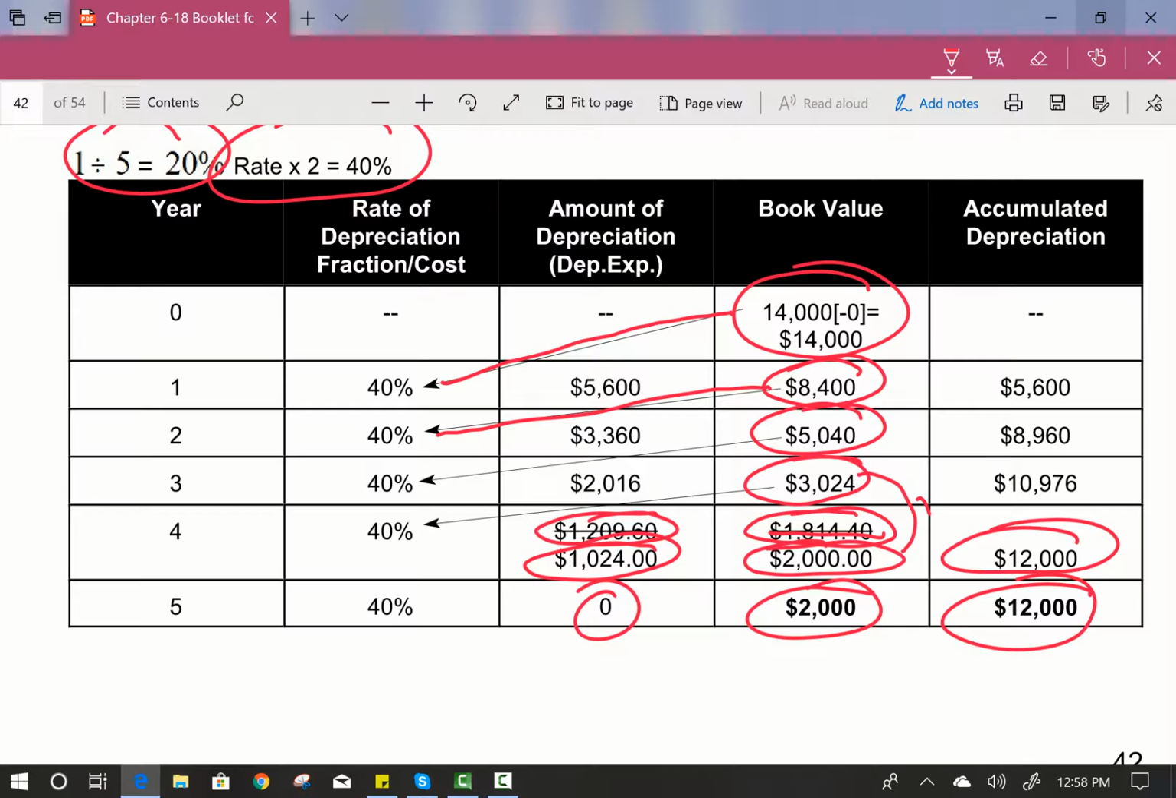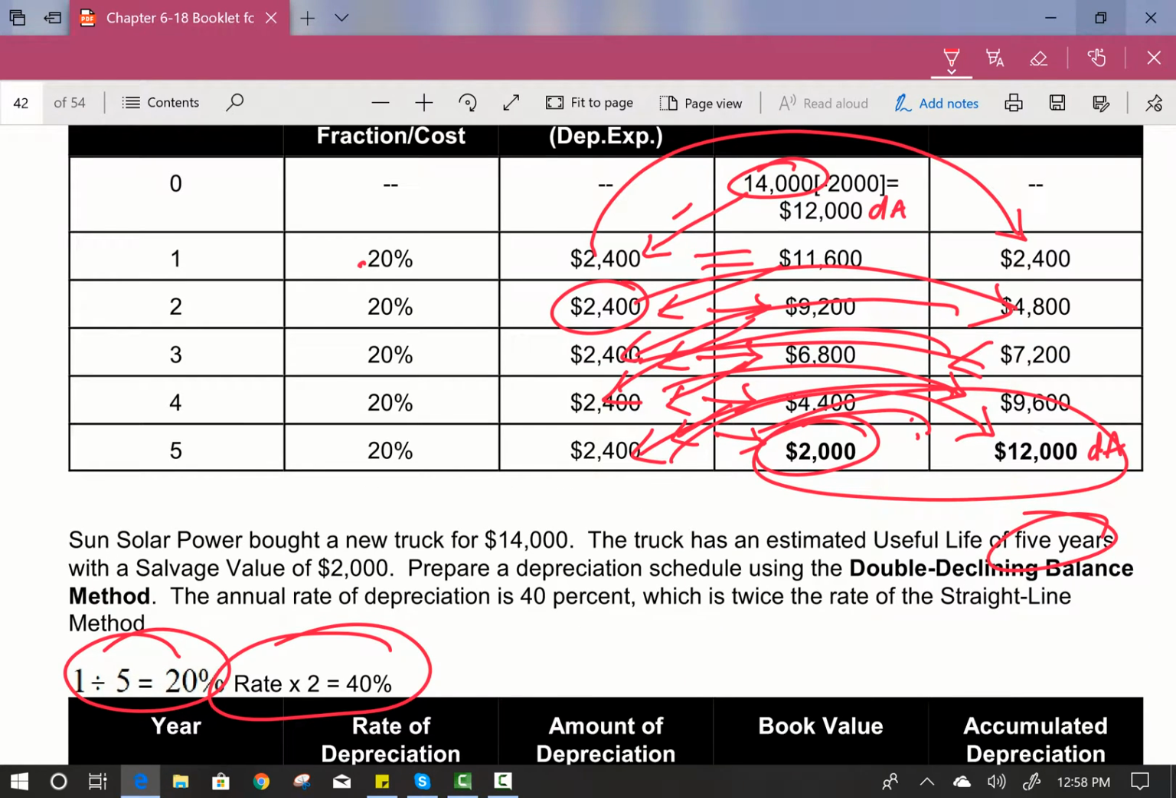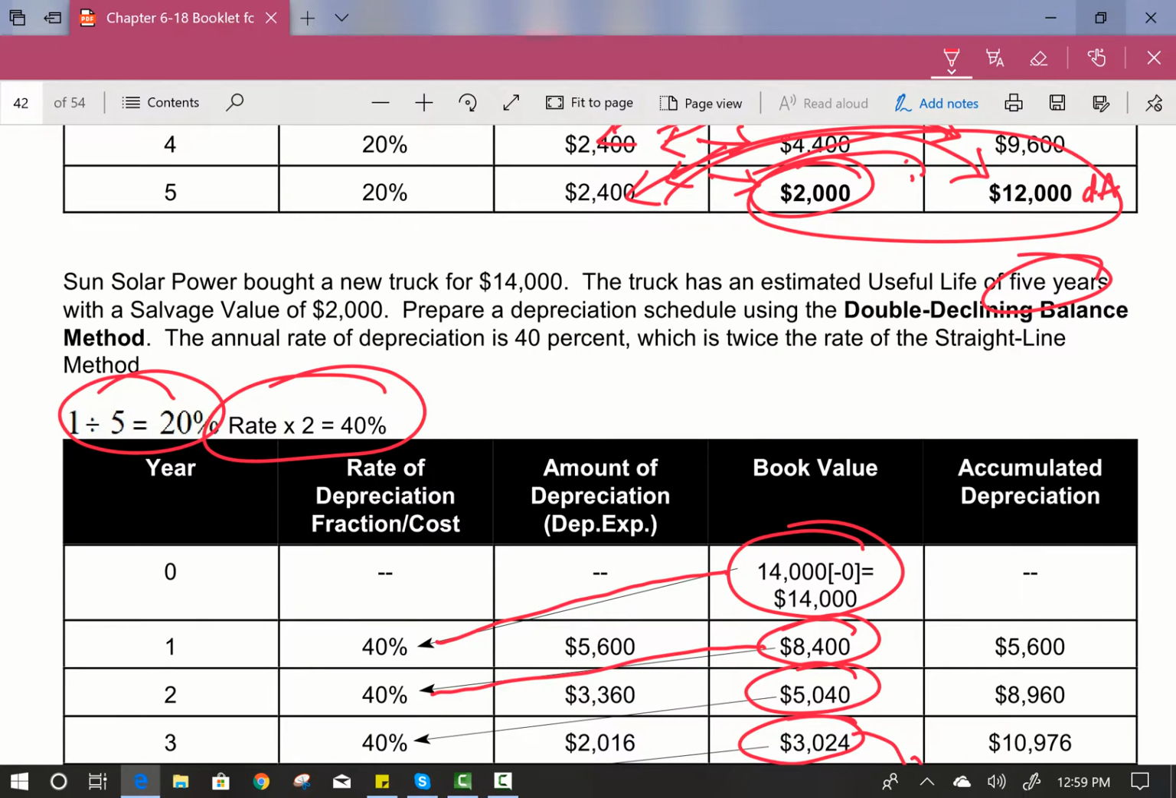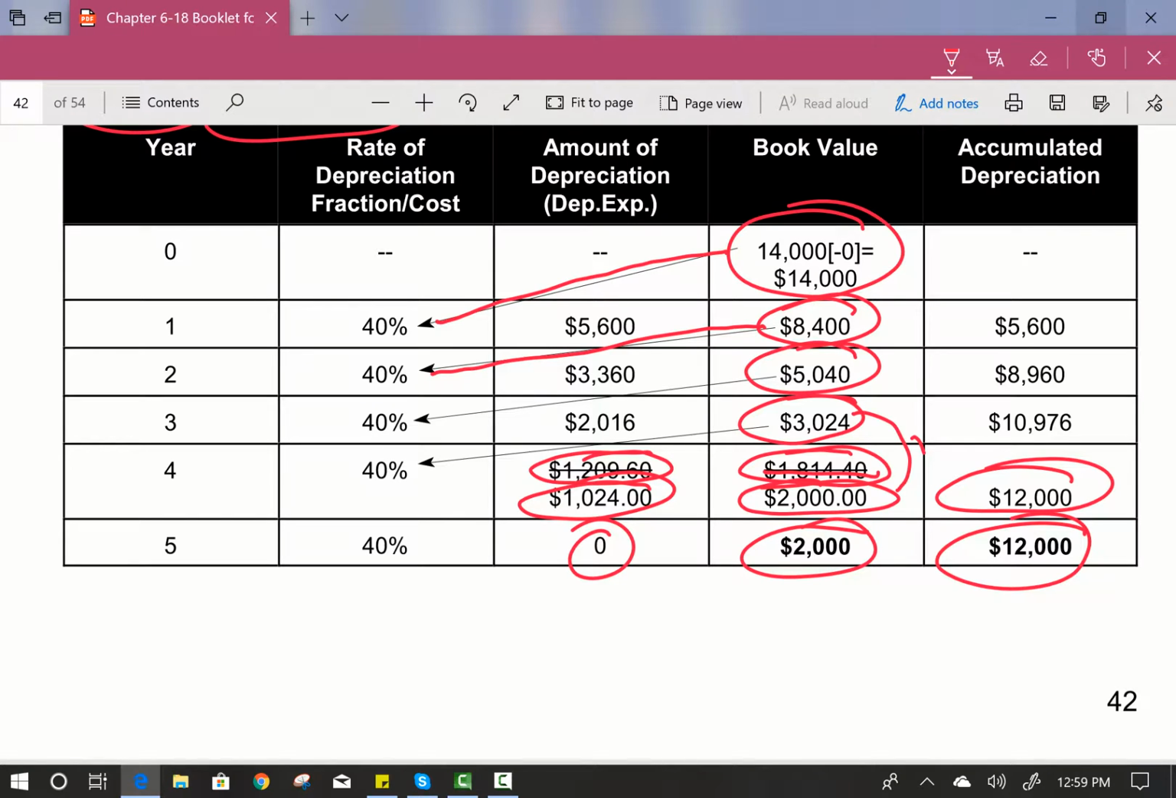So the difference between the straight line and the double declining balance method of depreciation is that with straight line, you get $2,400 each year of its life. Well, this asset right here gets $5,600, well above the $2,400. So we can depreciate this one out with greater expense in the first years. The second year still gets greater than the straight line method, at $3,360. But the third year gets less, 2,016 versus $2,400 for the straight line. But it's still pretty close. And then the fourth year gets 1,024 and the fifth year gets absolutely nothing.